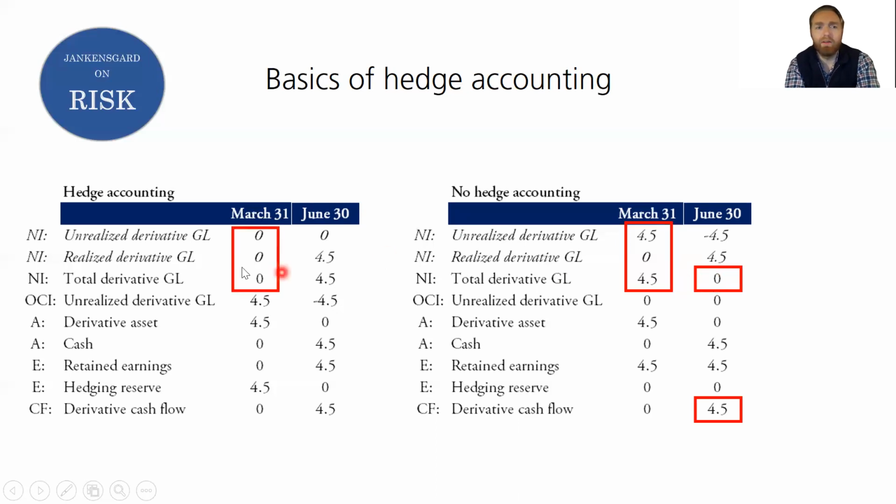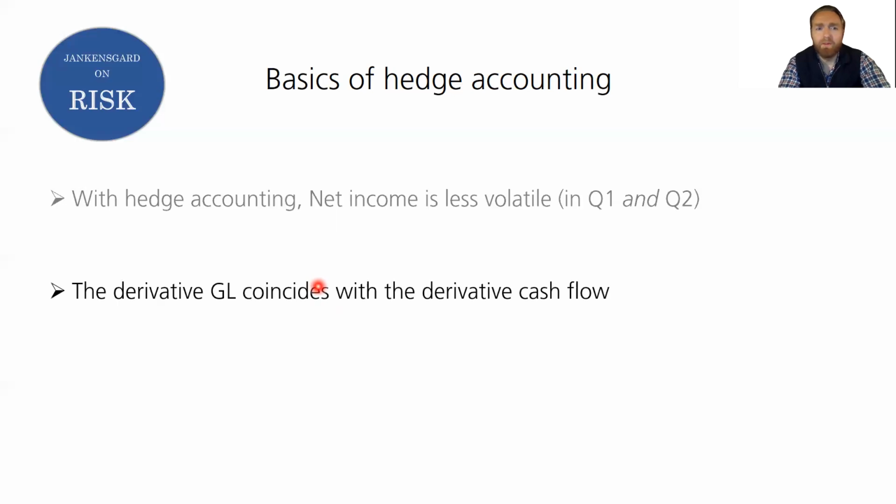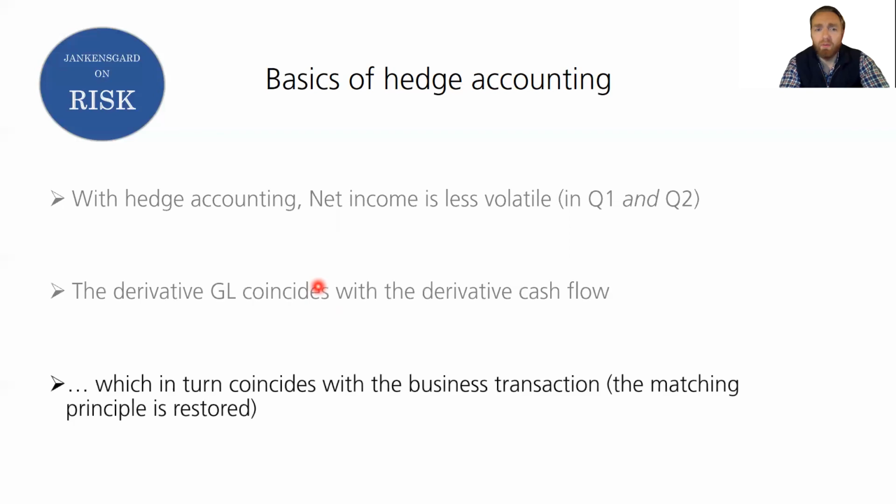Whereas here, there's no volatility in Q1. Nothing happens here in net income. Here, the derivative cash flow coincides with the income as you reported in the income statement, right? And this now coincides with the business transaction. So it's the timing, and the matching principle is restored. So mission accomplished there. Net income is less volatile in both periods. The derivative gain and loss coincide with the derivative cash flow, and the matching principle is restored.